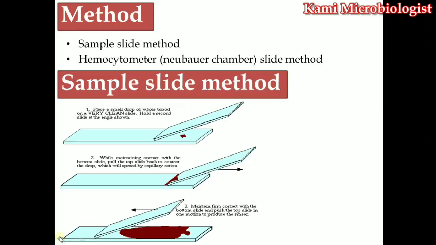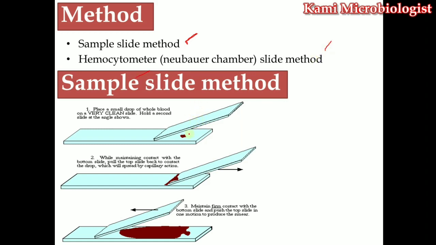Now let's see the methods we have to find out the RBC count. As we already talked, RBC can be found using a hematology analyzer machine, but we can also find the RBC using the simple slide method and using the hemocytometer or Neubauer chamber method.